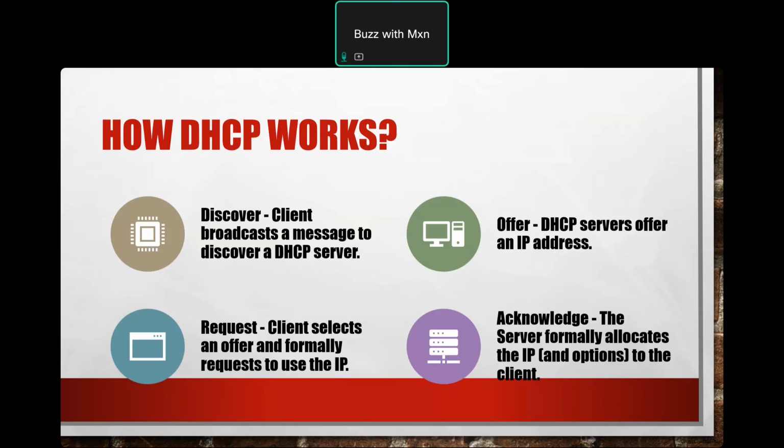The task for the DHCP server is to assign you an IP address through which you would be able to communicate to the outside internet or the outside network. So how is that done? That is done via the DORA process. What is this DORA process? There are four messages that are being sent.